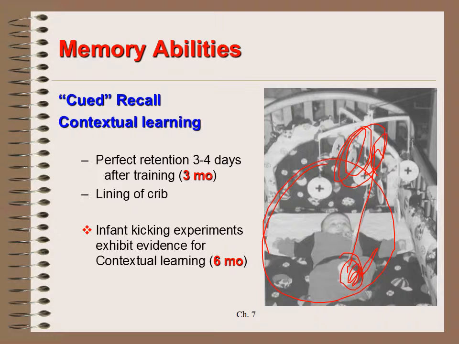Well, what these experimenters did is they removed that crib lining, those bed sheets, and when they put in a different context, that infant had a hard time and had to relearn that the leg was tied to this mobile, and therefore it took them time to realize that.